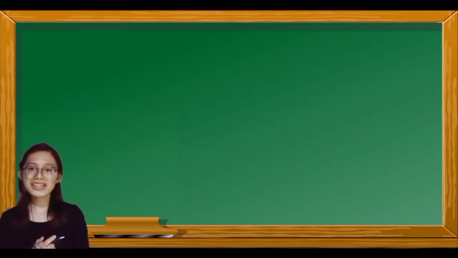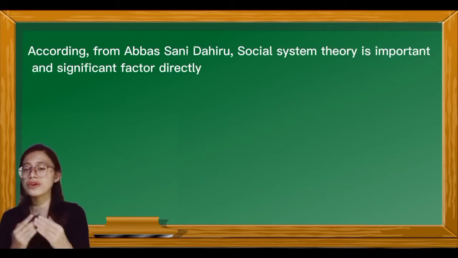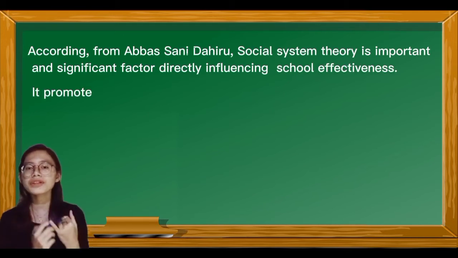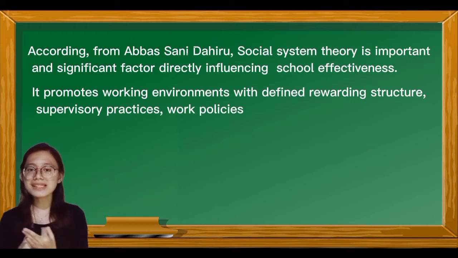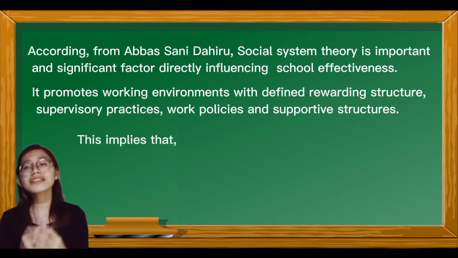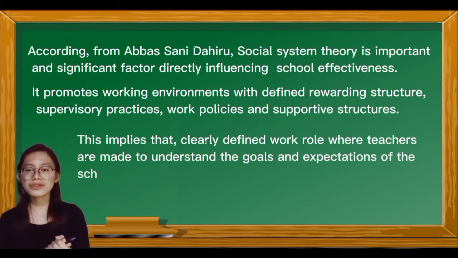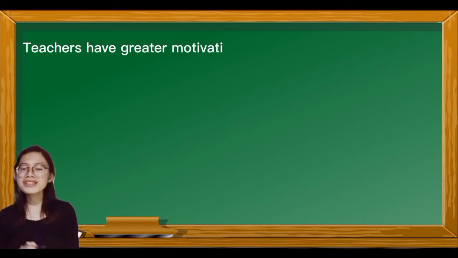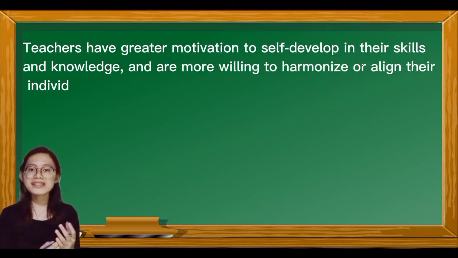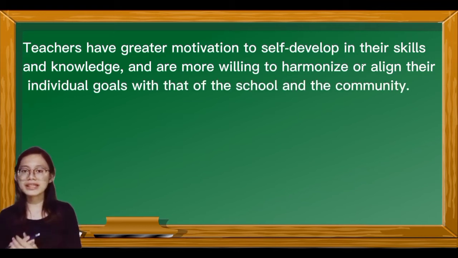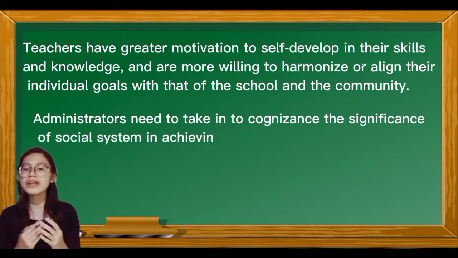So overall in this discussion, according to Abasari Dahiro, social system theory is an important and significant factor directly influencing school effectiveness. It promotes a working environment with defined rewarding structures. Also, supervisory practices, work policies, and supportive structure. This implies clearly defined work rules where teachers are made to understand the goals and expectations of the school. Also, teachers have greater motivation for self-development in their skills and knowledge, and are more willing to align their individual goals with that of the school and the community. Administrators need to take into cognizance the significance of social system in achieving school effectiveness.